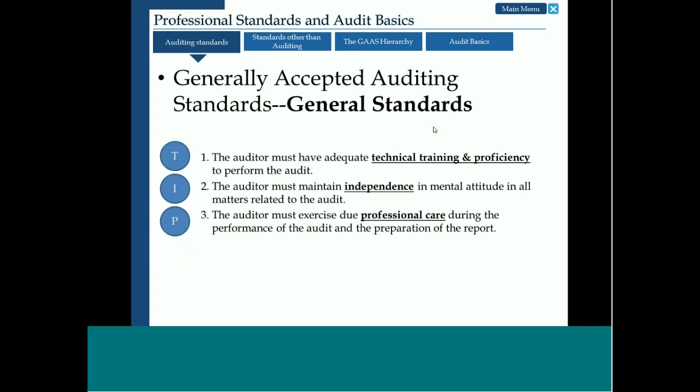So I generally call it TIP. T means technical training and proficiency, I stands for independence, and P stands for professional care.